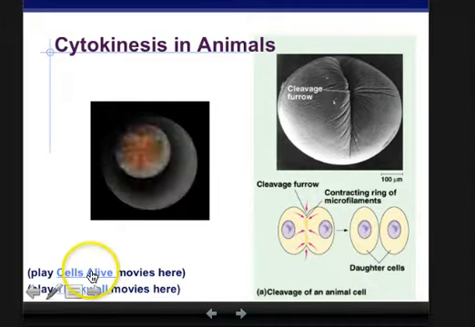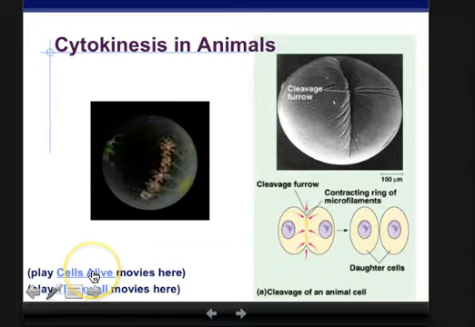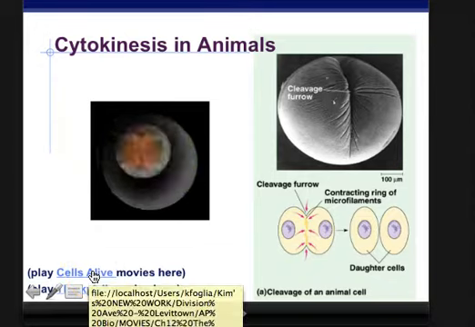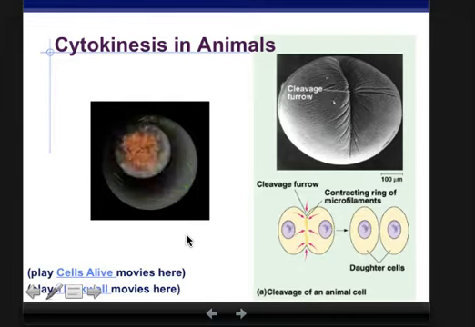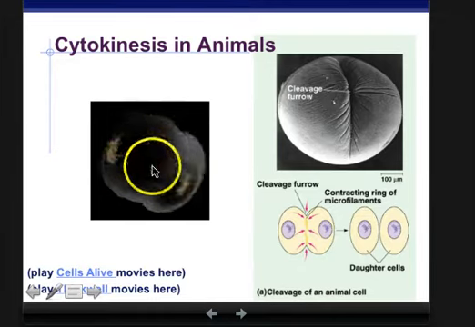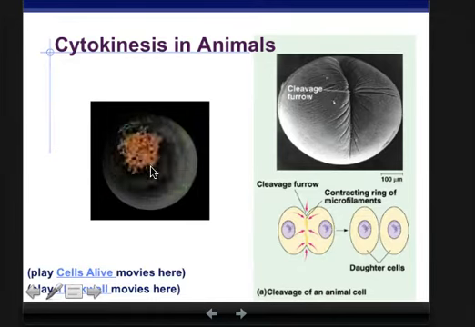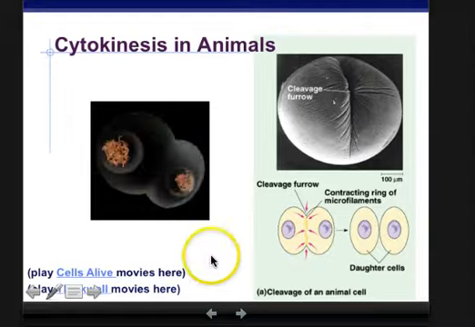If you've never been to the website Cells Alive, it's cellsalive.com. It's a really great place to review the basics, and they have a lot of really cool animations like this to help you visualize mitosis and meiosis and other things.